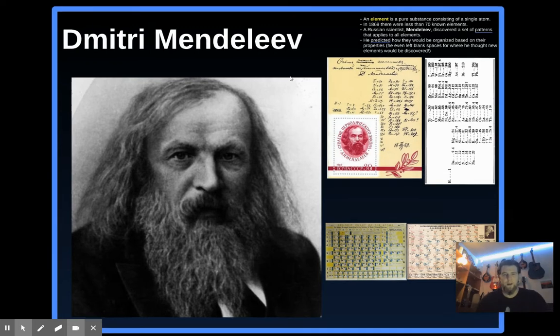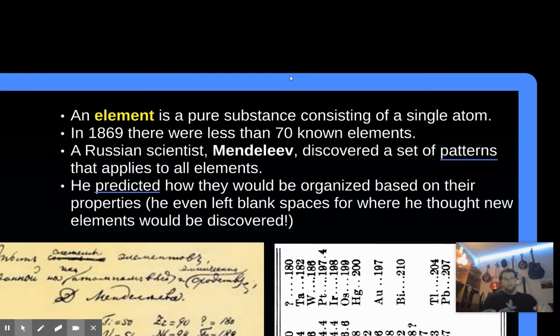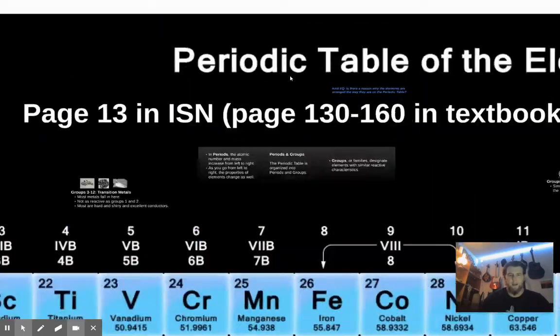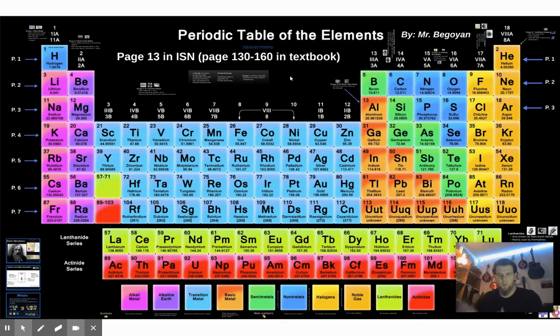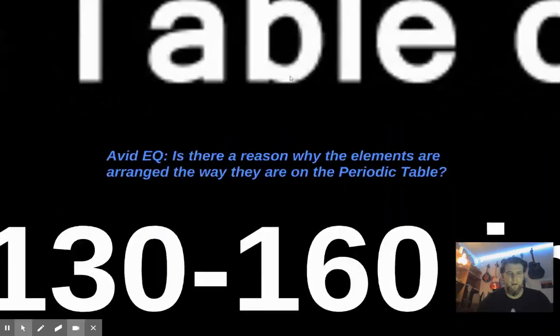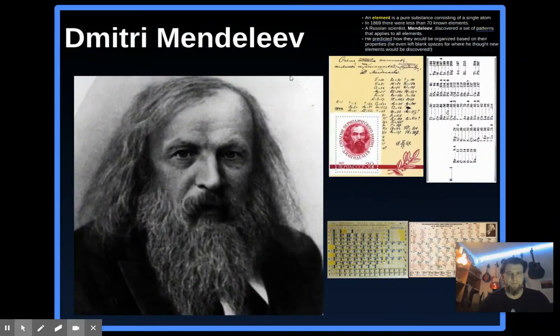So if you recall from last week, some of you, or even the week before, some of you may not because you haven't done the work, which you should be doing. But an element is a pure substance consisting of a single atom. And then in 1869, there were less than 70 known elements. And if we hop back, I don't know if it'll let me do it. Yeah, well, if we look at it now, we're going all the way up through 118. That's pretty impressive. So we've come a long, long way in just a short amount of time.